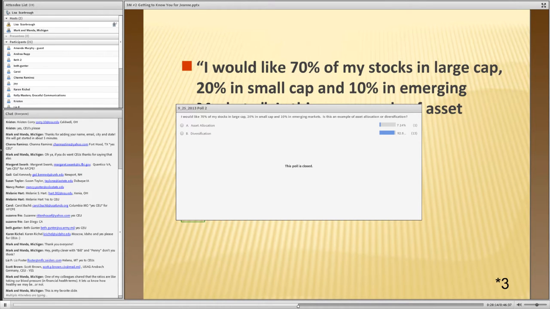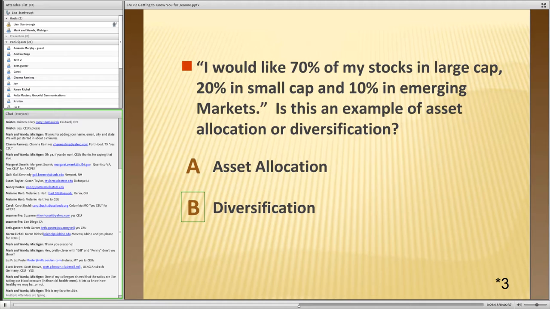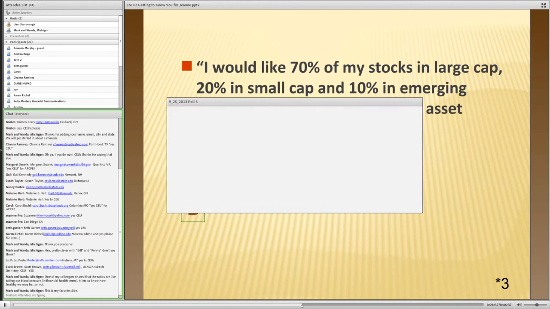All right, for the most part, you've got that right. And that is something that you need to be able to separate. A lot of people confuse or think that asset allocation and diversification are the same thing. They aren't. Diversification is what you do within the asset classes. So you've answered quite well on the last two polls.